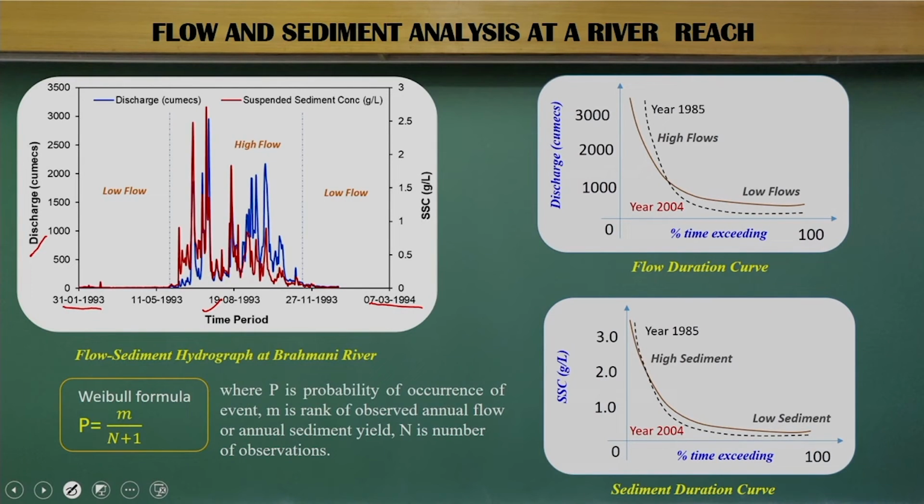There will be low flow zones and high flow zones, and you can see the daily variations of the discharge, the flow rate. The red color indicates the sediment concentration data, which is called the sediment graph. The sediment concentration is given in grams per liter here, and the discharge is given in these. You can have this plot of flow and sediment hydrographs.